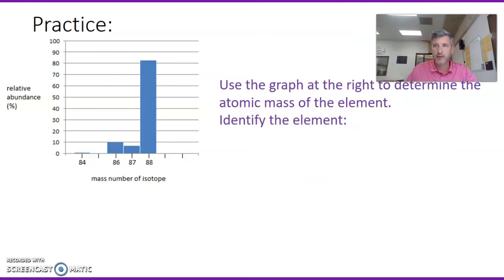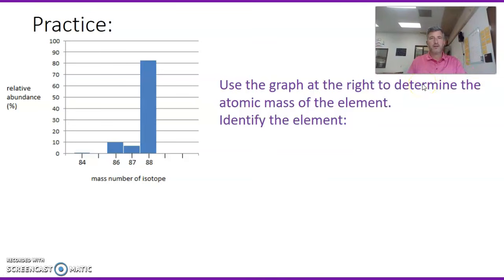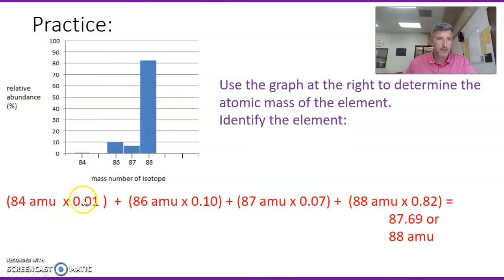So this would be a question, or similar to a question that you might see on the AP. So it says use the graph at the right to determine the atomic mass of the element, and then identify the element. So go ahead and pause and give that a shot. Okay, now your work is not going to have to exactly match mine, but here's what I did in terms of my estimations. I hopefully you saw this, but there is a little sliver down here at 84, so I called that 1% or 0.01.